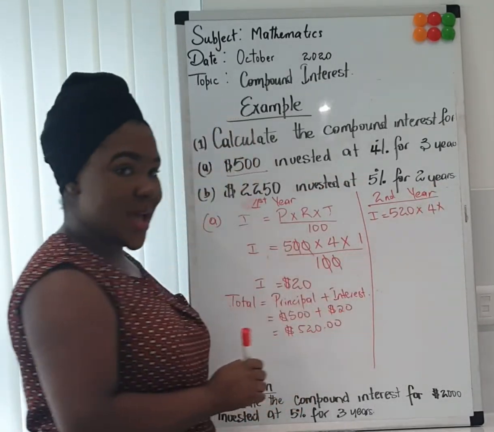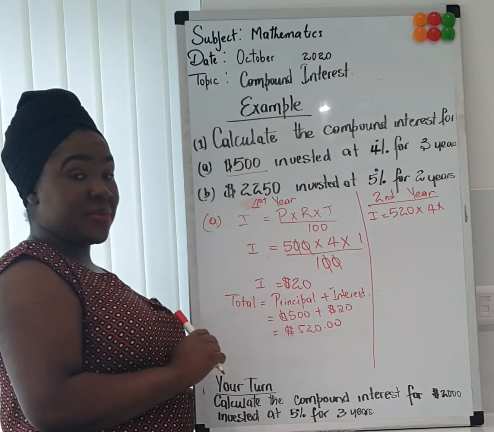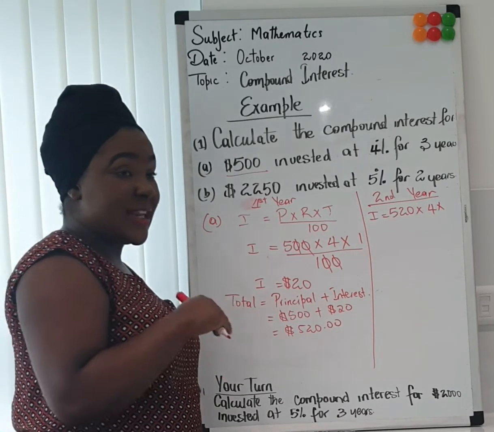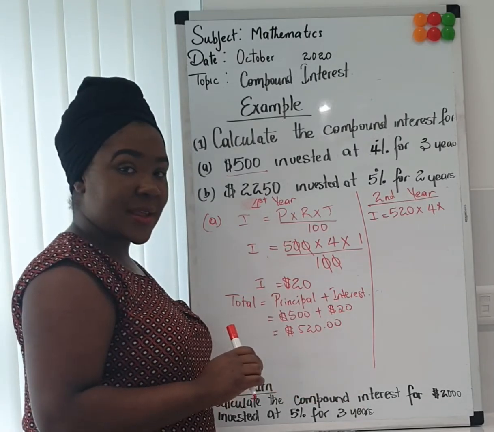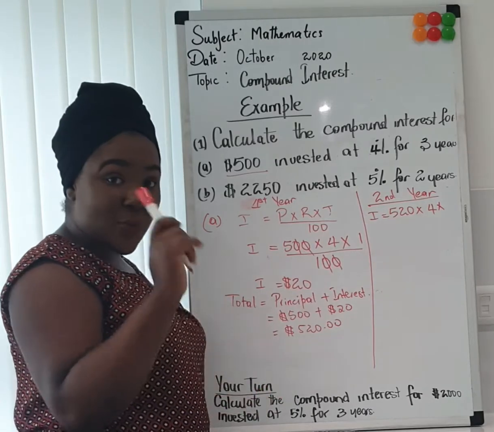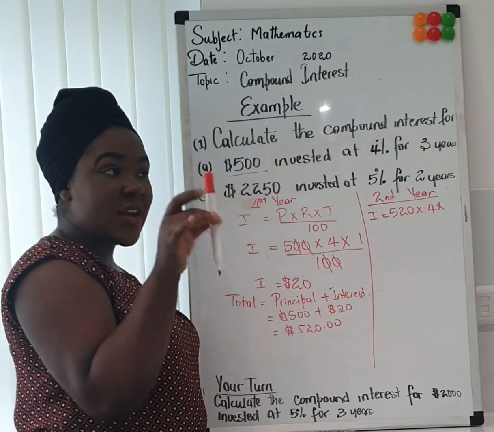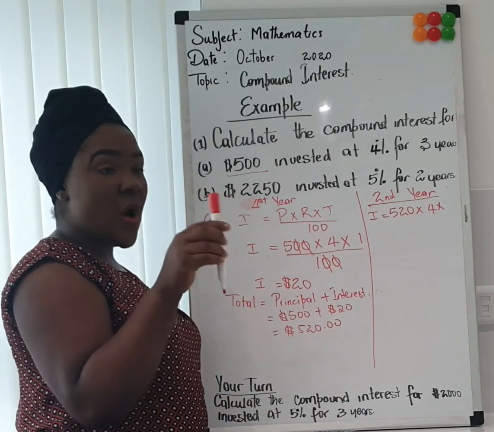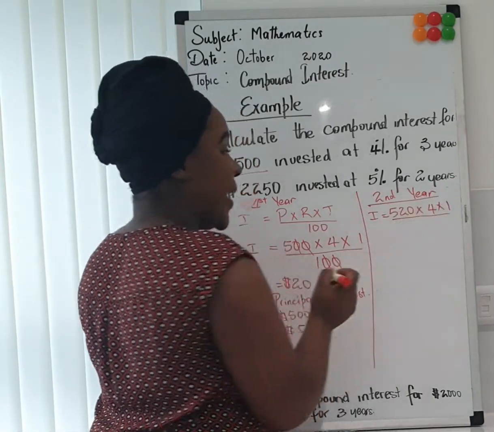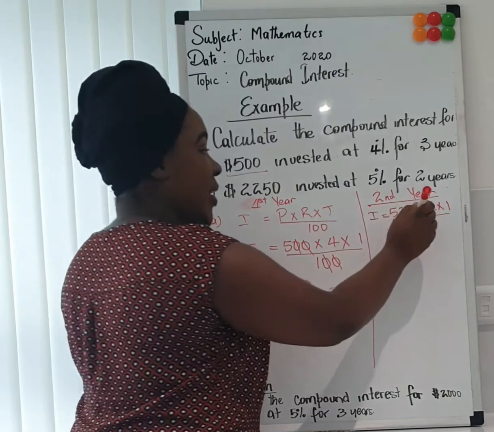And what will be my time? Is it 1, 2, or 3? It's not 3, because we're not calculating it for the 3 years. It's not 2, even though we're in the second year. It's 1. So we're always looking at it on a year-to-year basis. So it's always going to be 1 that we use for our time. Divided by 100.